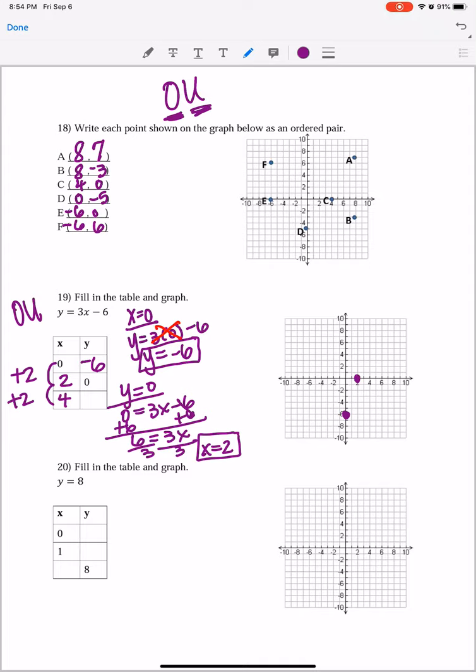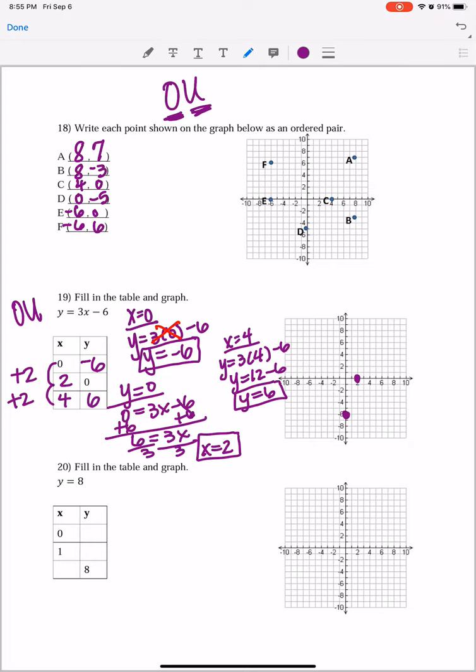So when x equals 4, plug in a 4 for this number here. So we get y equals 3 times 4 minus 6. So we get 12 minus 6. So my y here equals 6.